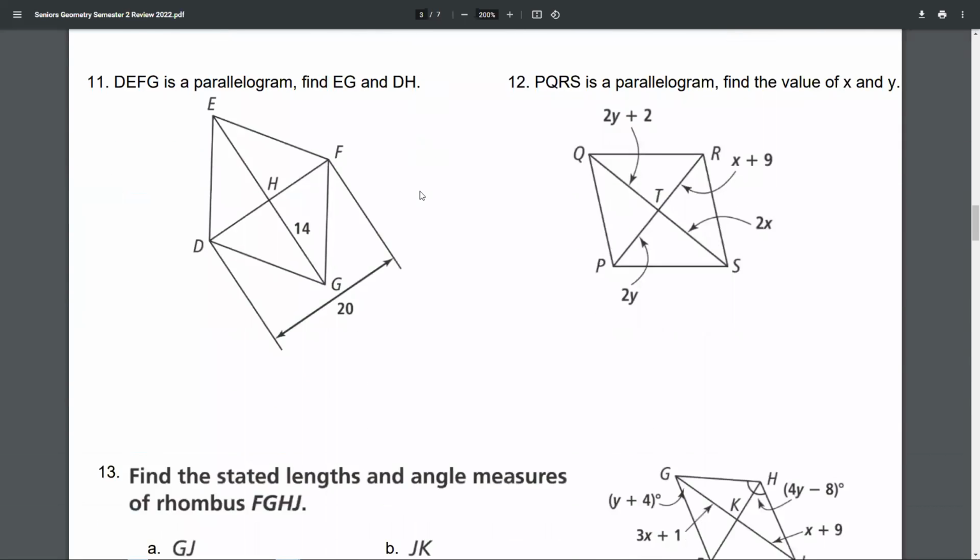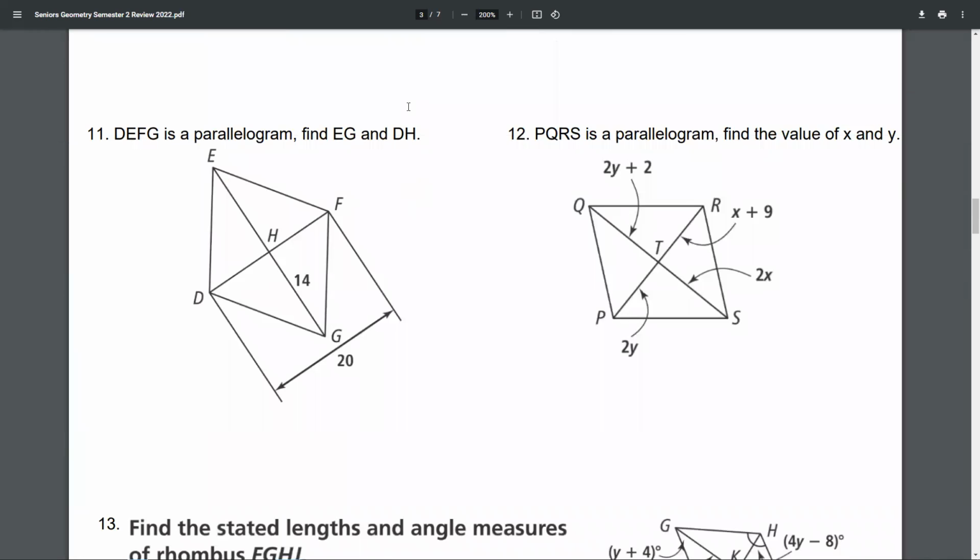All right, number 11. DEFG is a parallelogram. We're going to find EG and DH. We know in a parallelogram, the diagonals bisect each other. So if this is 14, the one across from it is also 14. So EG, the whole thing, is 14 plus 14, which is 28. We know this whole length from D to F is 20. Since the diagonals bisect each other, it splits in half into 10 and 10. So DH is simply 10.